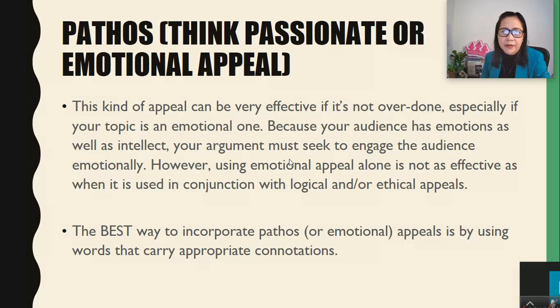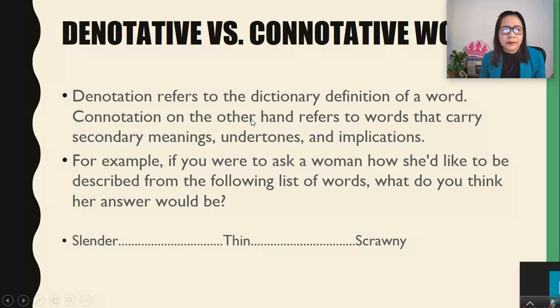And lastly, this is pathos, the Greek word for emotional appeal. This kind of appeal can be very effective if it's not overdone. And it should not be the only appeal that you will be using. You have to mix it with ethos or logos, but not solely pathos. Now, be careful with the use of words as you're trying to get their emotions. The audience knows and is very particular with the words that you use.